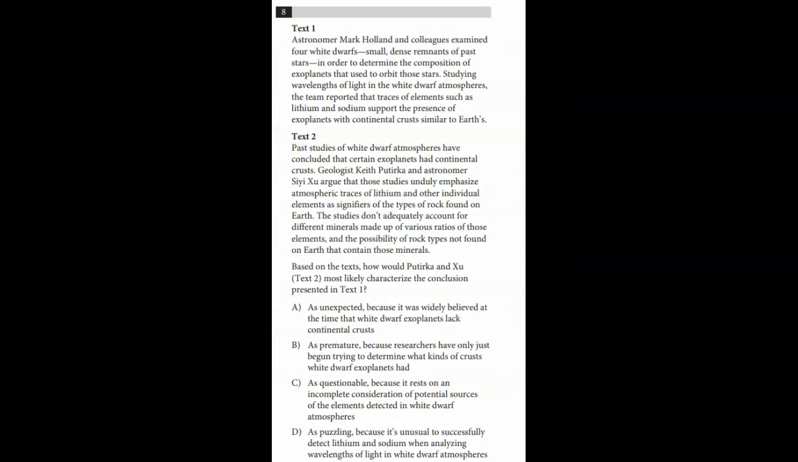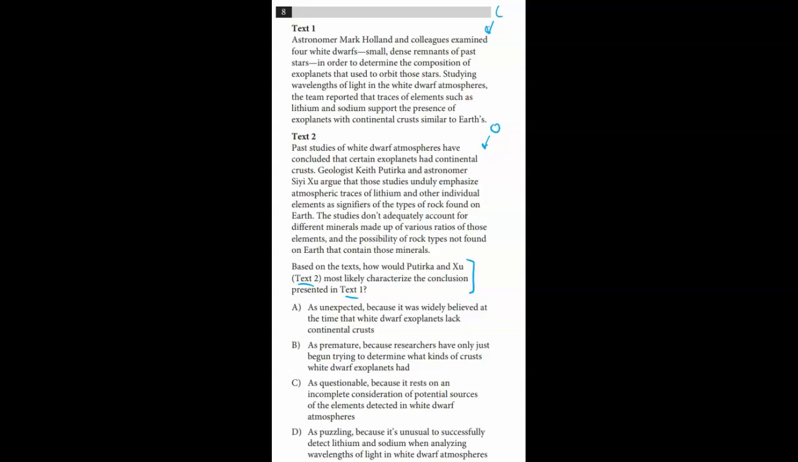Number 8. Based on the text, how would P and X most likely characterize the conclusion presented in text 1? Okay, so how would the people in text 2 characterize the conclusion presented in text 1? So we've got to find the conclusion in text 1, and we've got to find their opinion. And then using these two pieces of information, we can infer how they would characterize it.